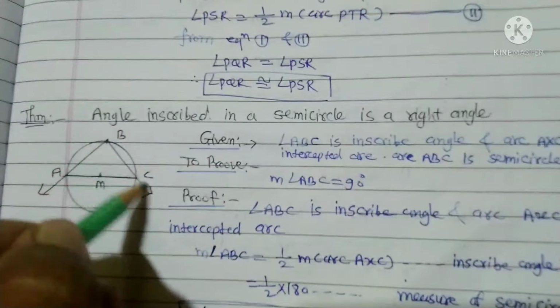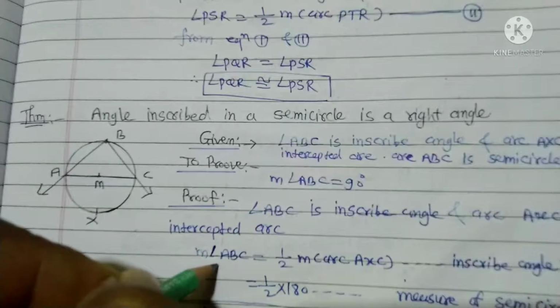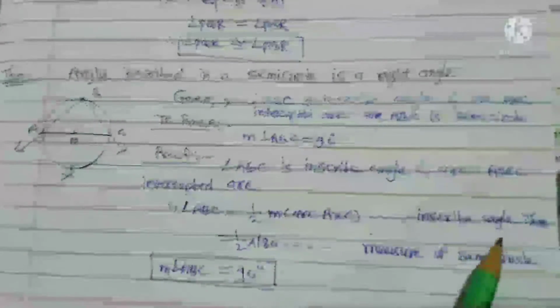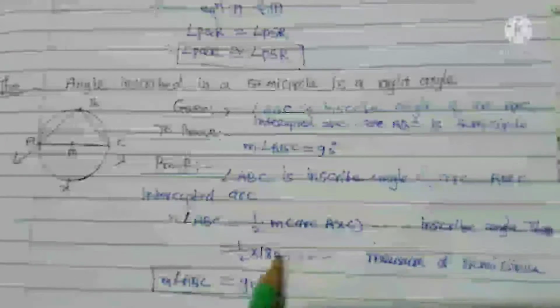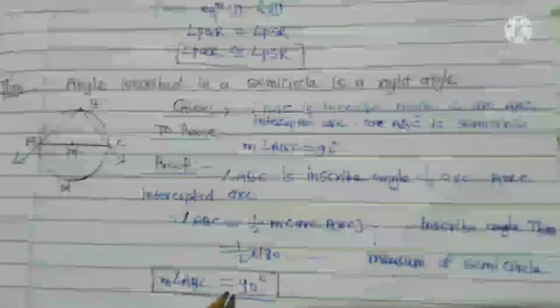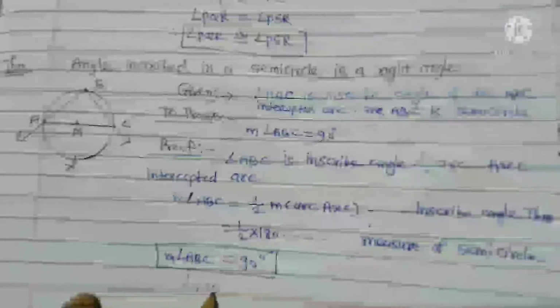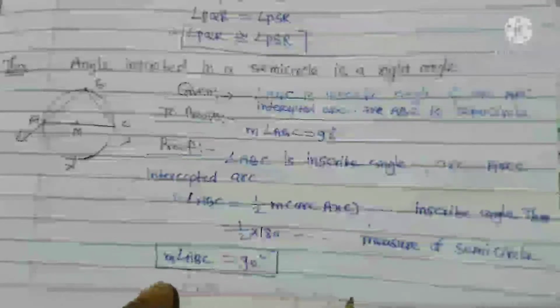Proof. Angle ABC is an inscribed angle and arc AXC is the intercepted arc. So measure of angle ABC equals 1/2 measure of arc AXC, by the inscribed angle theorem. So 1/2 into arc AXC, which is a semicircle. The measure of a semicircle is 180 degrees. So measure of angle ABC equals 90 degrees. So the angle inscribed in a semicircle is a right angle. So angle ABC is a right angle.